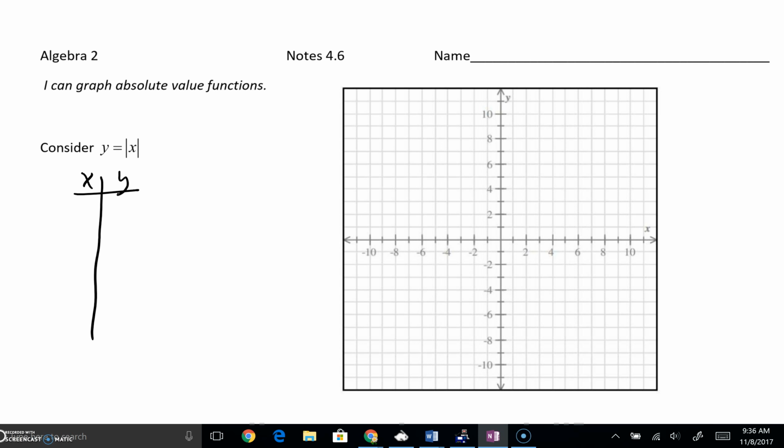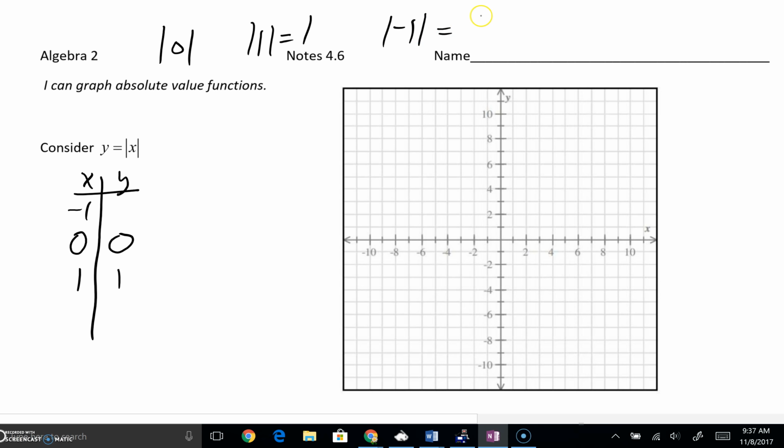So listen, what you could do is just get started by plugging in some very simple numbers in for x, like 0. What's the absolute value of 0? It's 0. And I could plug in a 1. The absolute value of 1 would be 1. And the absolute value of negative 1, I could plug in a negative 1. That would be a 1. So I could plot these points.